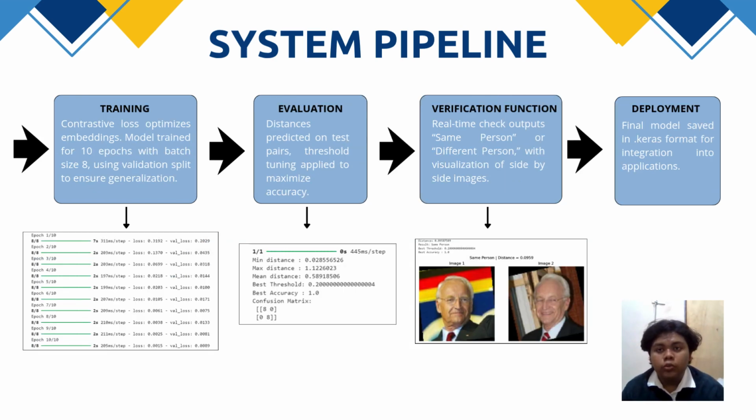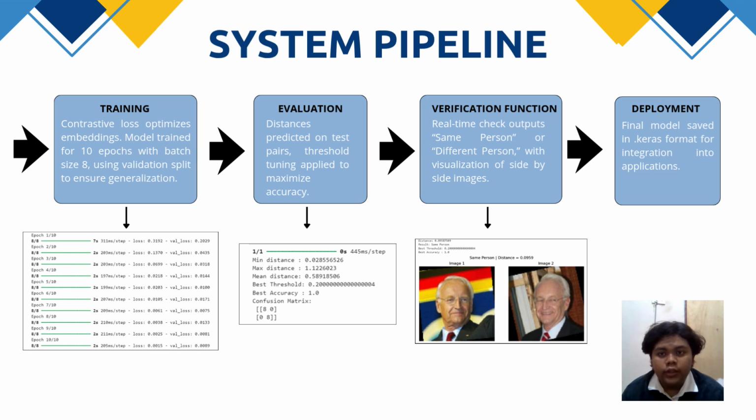Next, we go to training. During training, we use contrastive loss to optimize the embedding. The model is trained for 10 epochs with a batch size of 8, and a validation split to ensure it generalizes very well. Next is the evaluation stage. We predict the distance for the test pairs and tune the threshold to maximize the accuracy.